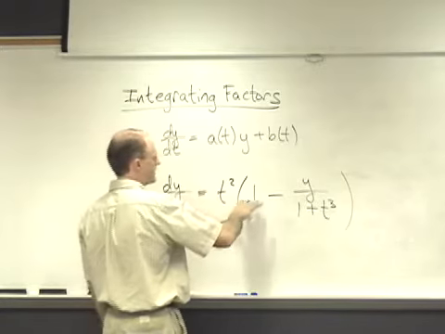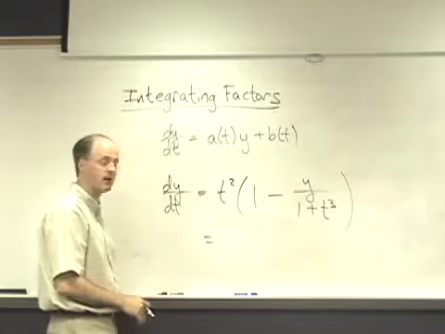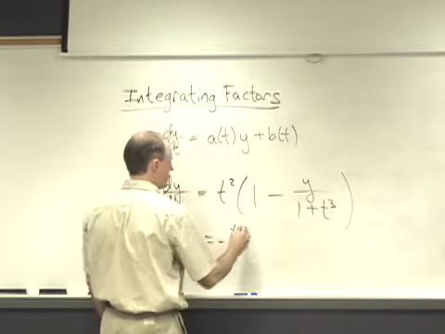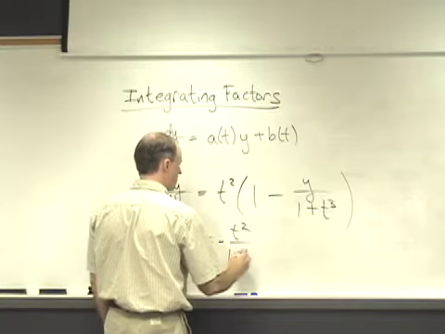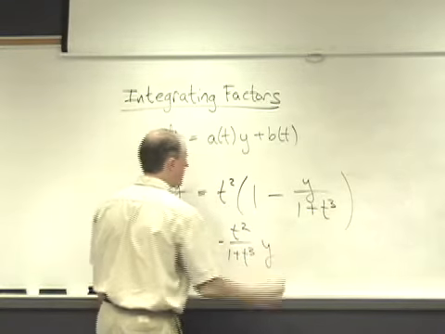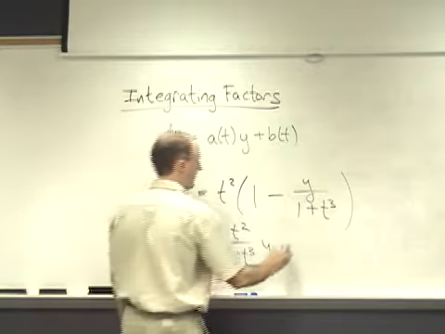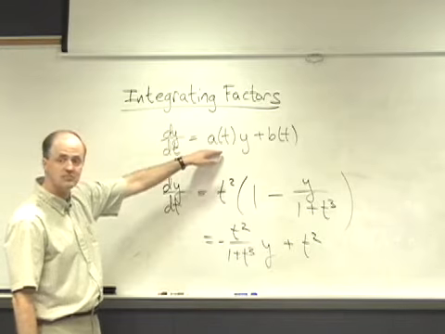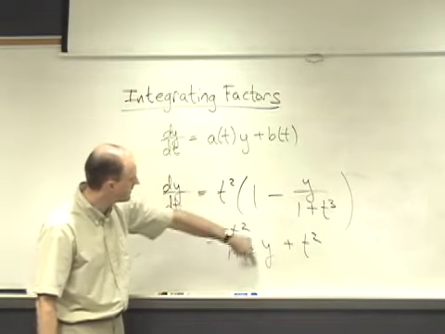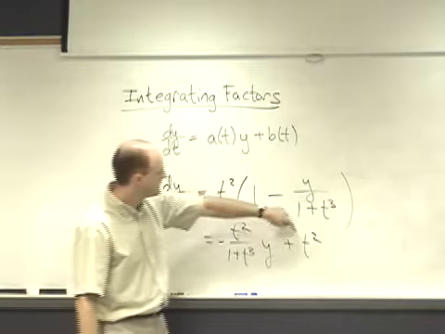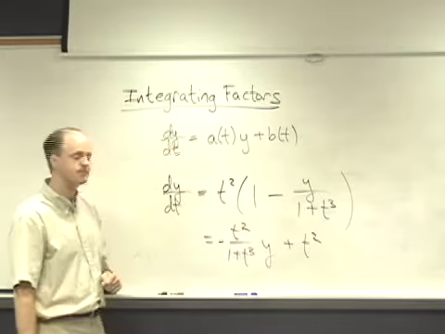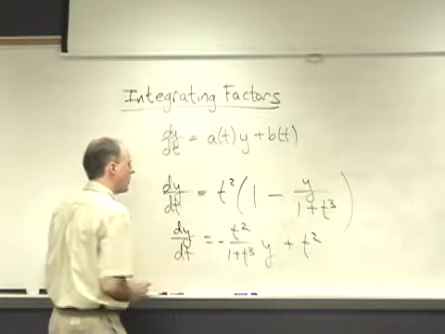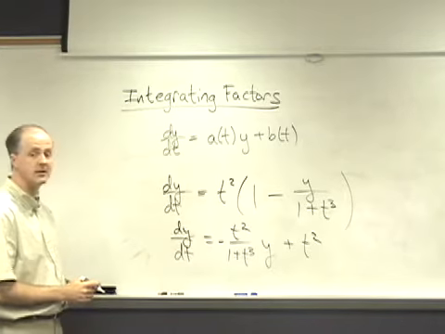If you distribute the t squared through the parentheses here and then do a little rearranging, you can make it look like this: dy dt equals negative t squared over 1 plus t cubed times y plus t squared. And if you look at that and compare, you see that there's a match. This function right here would be the a of t. This function over here would be the b of t. So it can be put in this form. It is a linear differential equation.